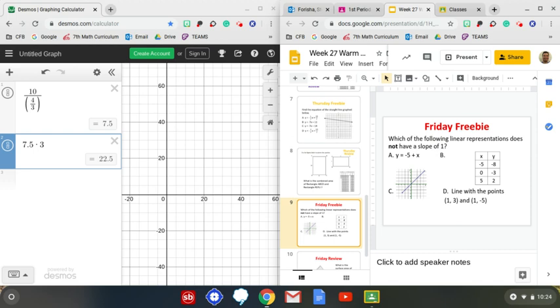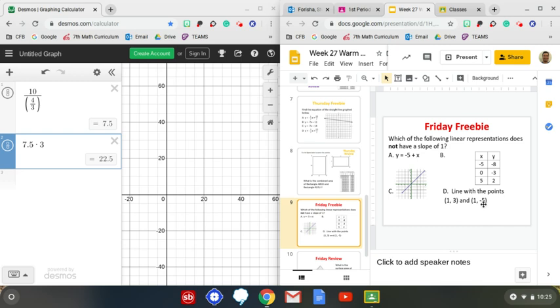B, change in y over change in x. From -8 to -3, that's a change of 5. And from -5 to 0 is a change of 5 as well. So 5 divided by 5, 1. B has a slope of 1. C, up 1 over 1, up 1 over 1. That has a slope of 1.